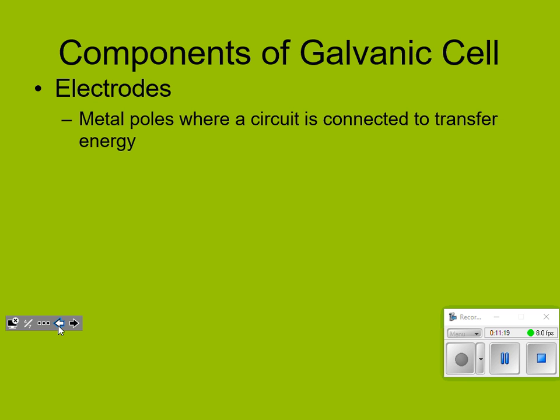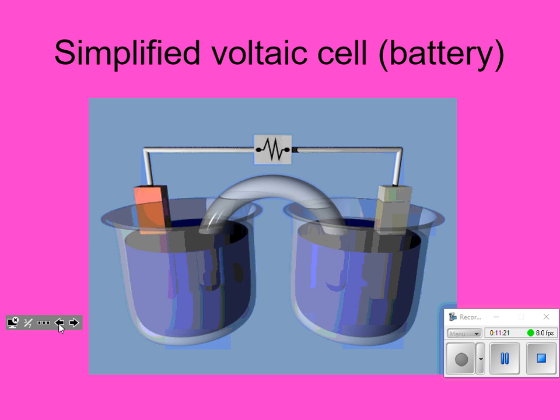I'm going to go back for a second. I'll come back to this if you didn't get this down. This is an electrode right here for copper. That's the copper metal pole. This is an electrode right here, zinc metal pole.